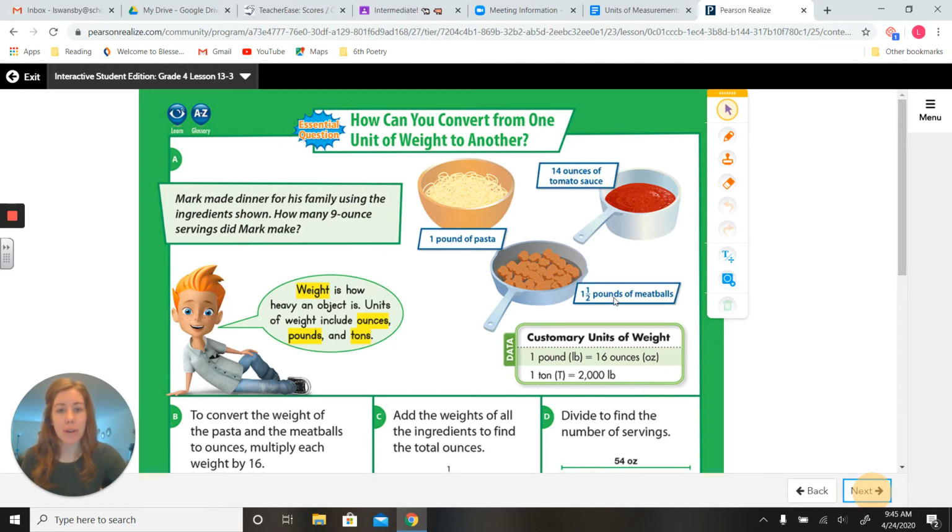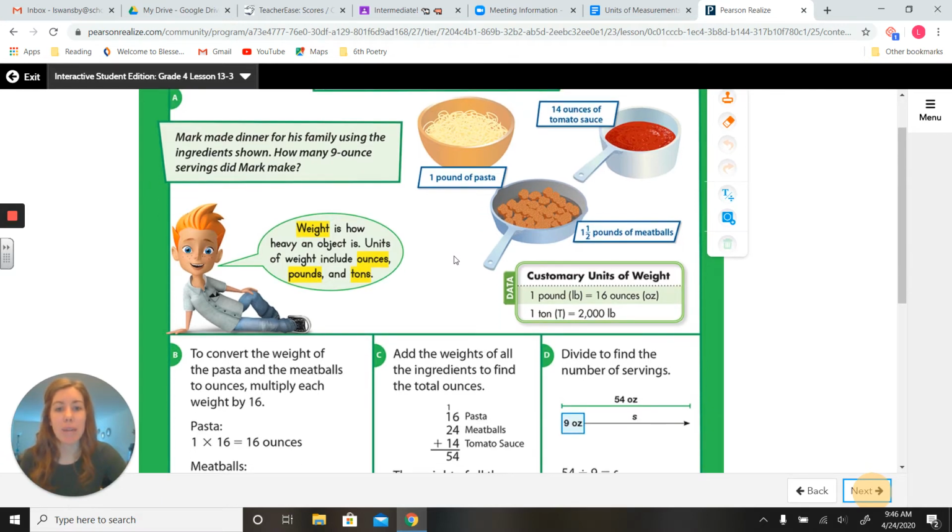Okay, what do you notice about your units there? They're not all the same, so we know we're going to have to do some converting. Pounds, those two are the same, but the ounces is not. How many 9-ounce servings did Mark make? All right, let's forget about this 9 ounces for a minute, and let's just convert our pounds into ounces first, because they are asking about how many ounces did he make. So we want the ounces. They're going to make us do a little bit of extra work.